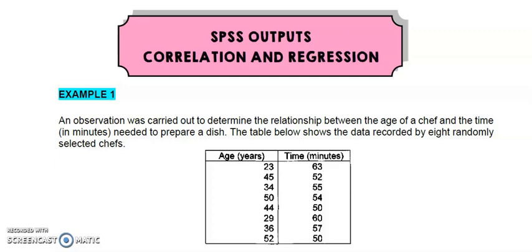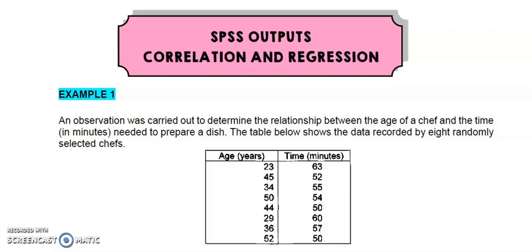Okay, in this video, I'm going to show you how to run and read the SPSS outputs for correlation and regression. In the previous lesson, we already looked at how to calculate Pearson correlation and how to get the regression equation using formula. Now we're going to learn how to use software, which is SPSS. SPSS stands for Statistical Packages for Social Science.